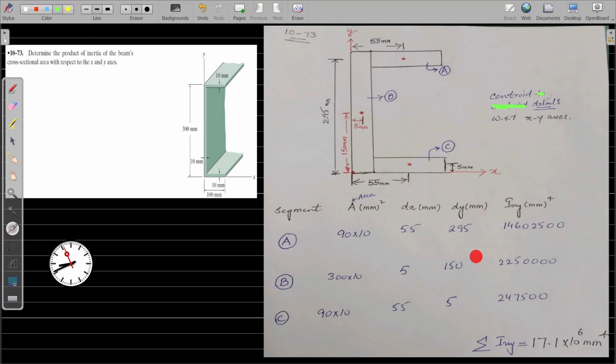All these three Ixy's that you have calculated, if you add them together, you will get your product moment of area, summation Ixy, equal to 17.1 into 10 to the power 6 millimeter 4. I hope this methodology of solving product moment of area will help you in your future problems. Not only from the statics point of view, it is also very helpful while solving beam problems for asymmetric bending in mechanics of materials or solid mechanics.